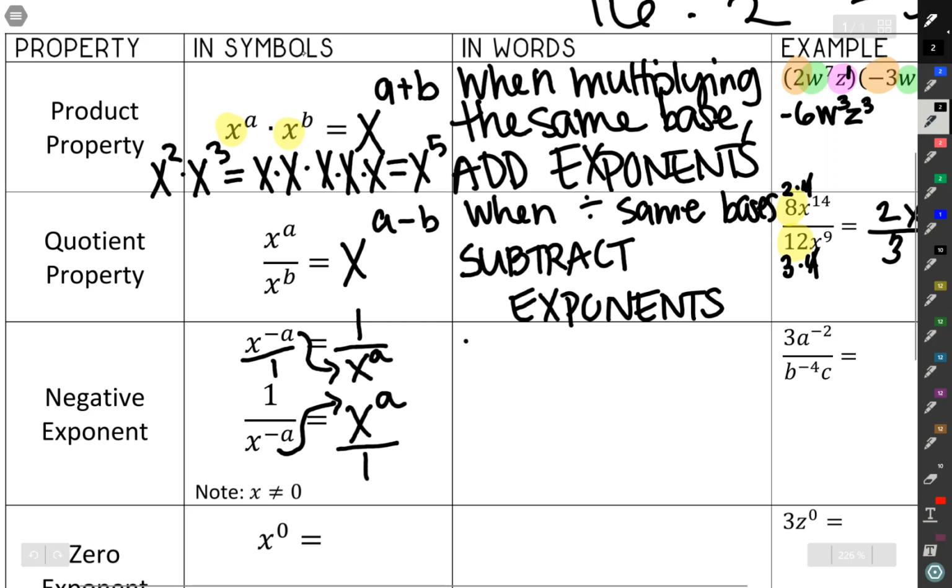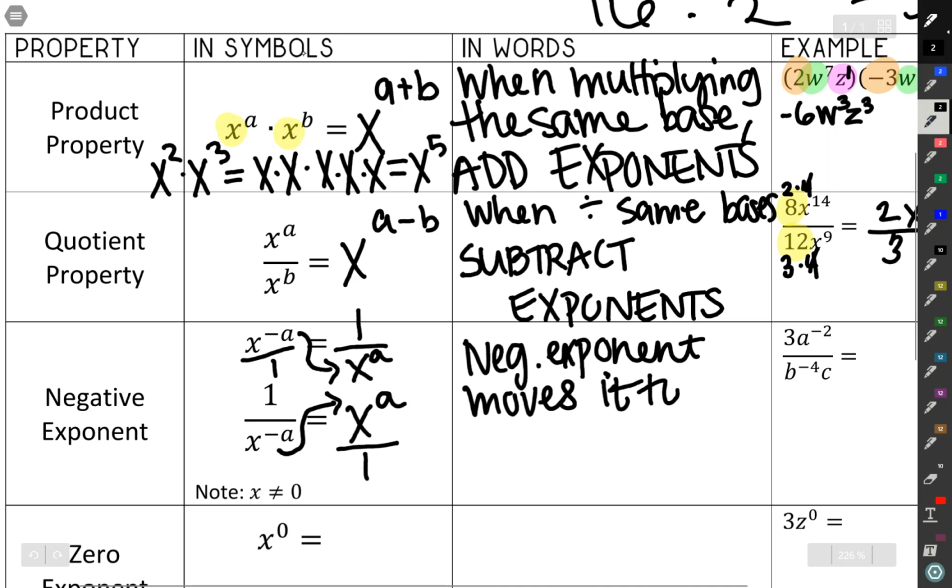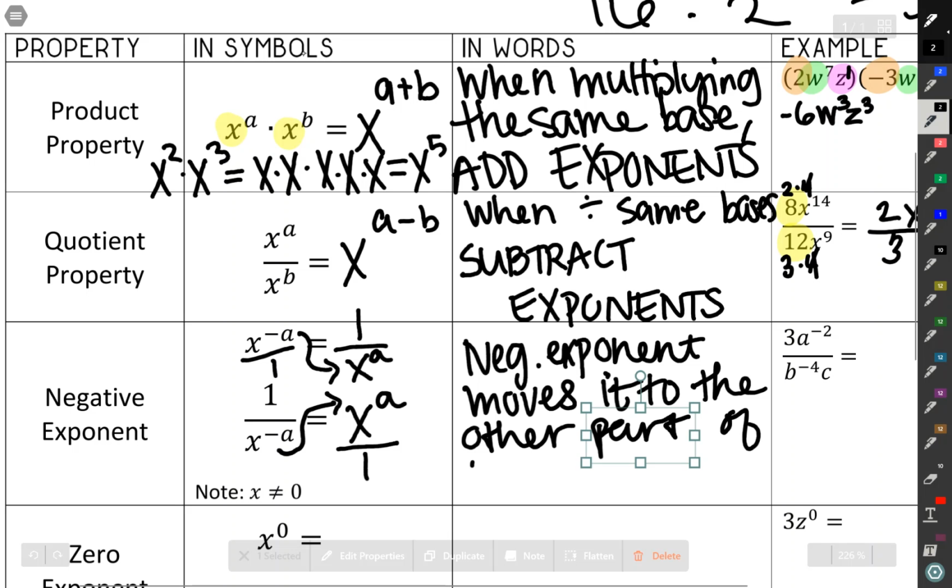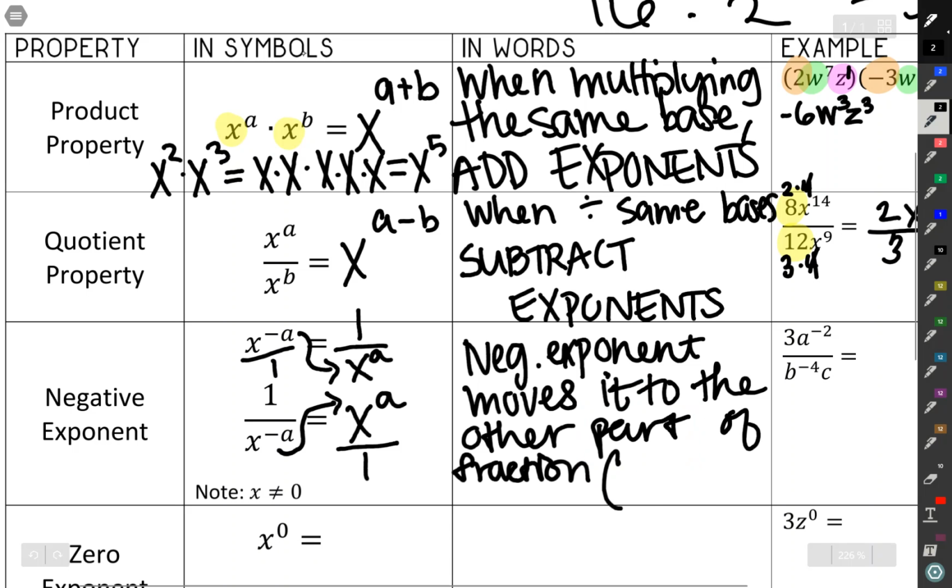So a negative exponent moves it to the other part of the fraction. Or if you prefer, flips over.